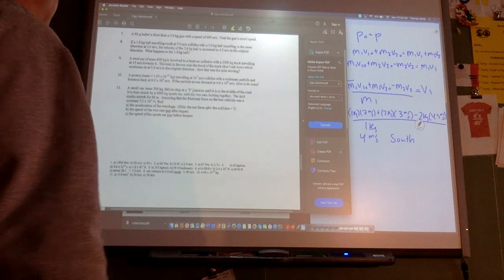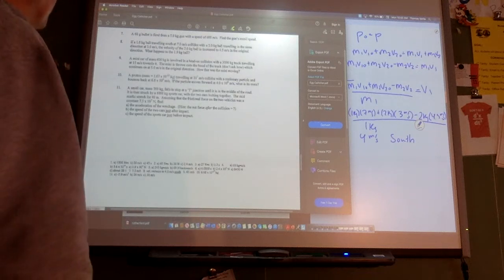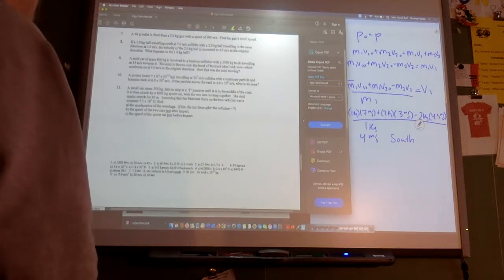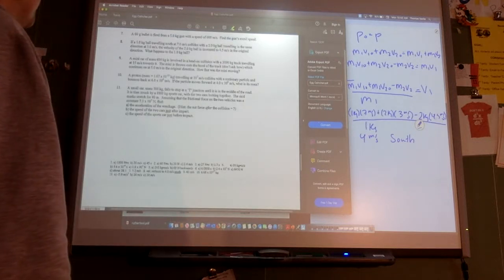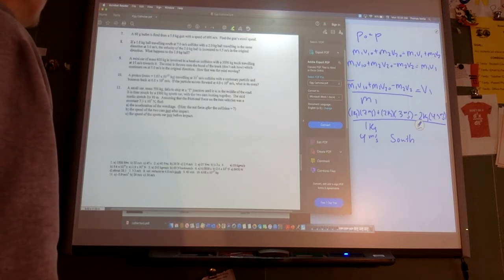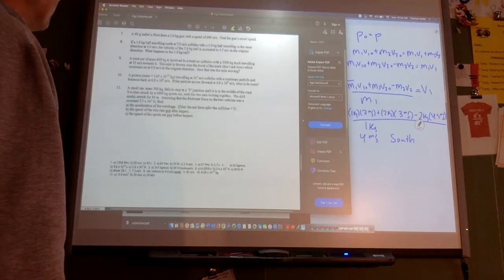Number 9, a mini car of mass 600 kilograms is involved in a head-on collision with a 3,000 kilogram truck traveling at 15 meters per second towards it. The Mini is thrown onto the hood of the truck, don't ask how, which continues at 5 meters per second in the original direction. How fast was the Mini moving?